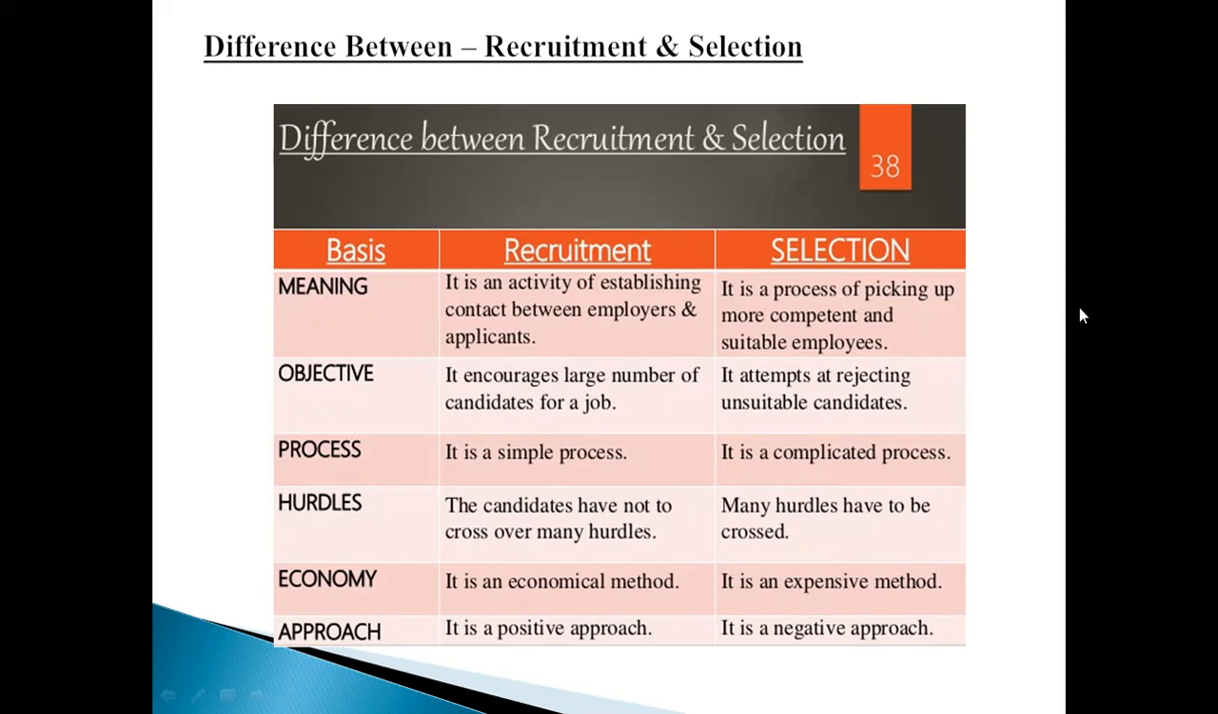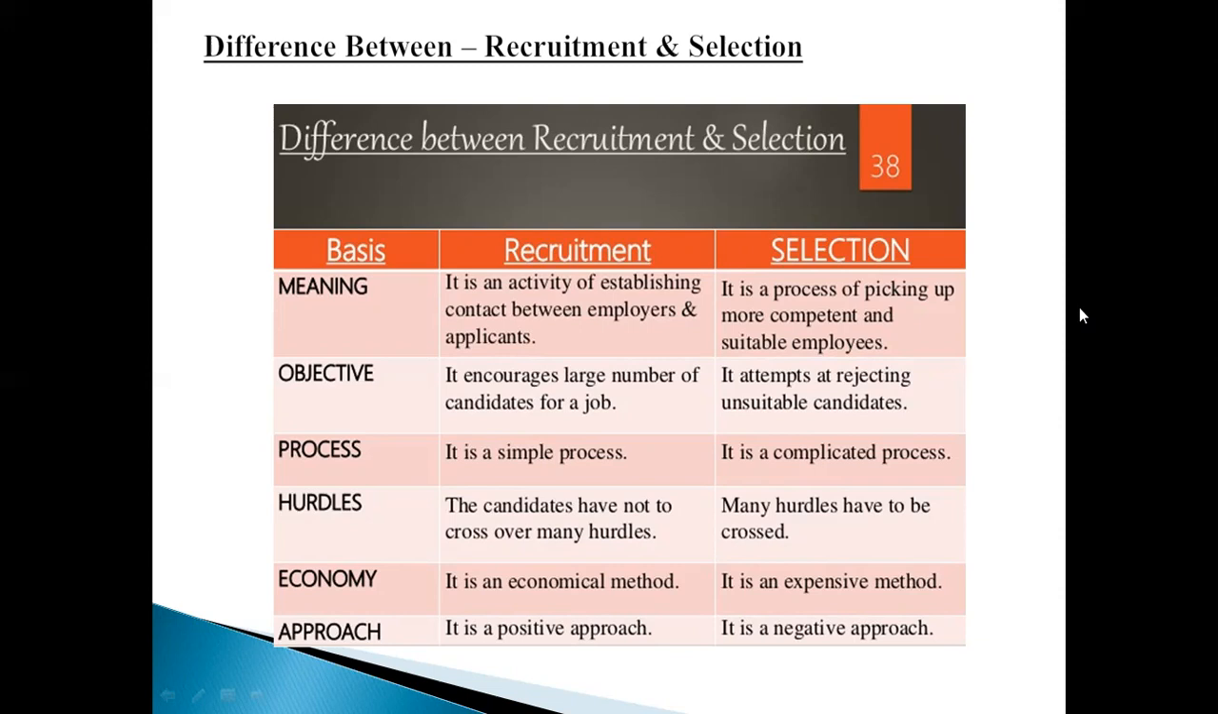Recruitment is a very simple process and selection is a somewhat complicated process. Why? Because in the selection process we have to go through various rounds and various tests. So it is somewhat complicated because the right candidate should be placed at the right time for the right job at the right place. So this is somewhat tough.